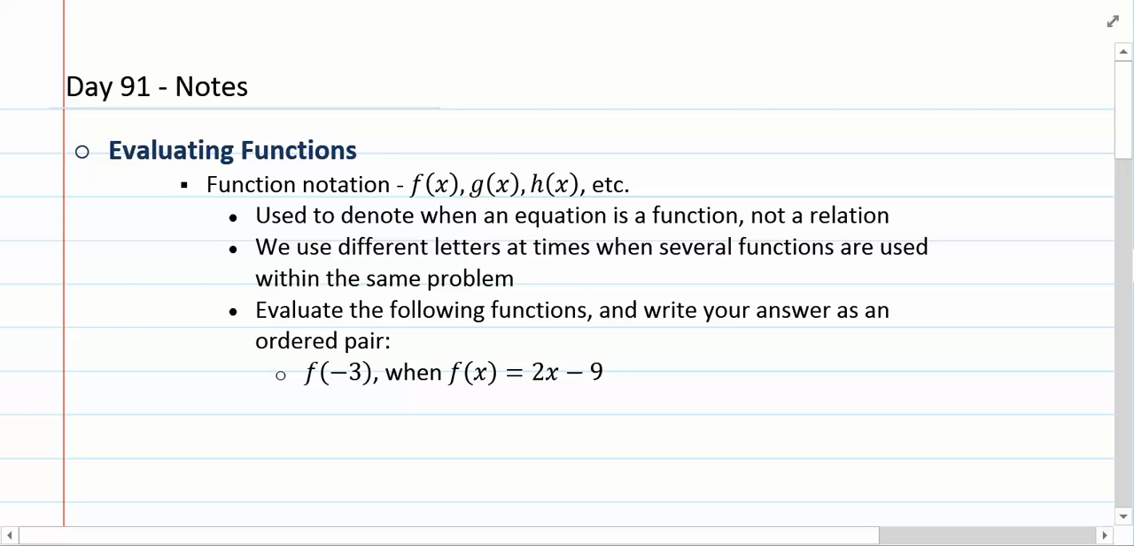Day 91 Notes, Advanced Algebra 2. Today we're looking at how to evaluate particular functions. We have several different ways that we can evaluate a function. Let's first remind ourselves of what function notation is.